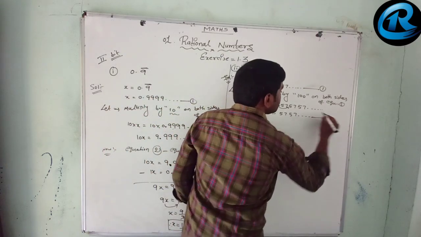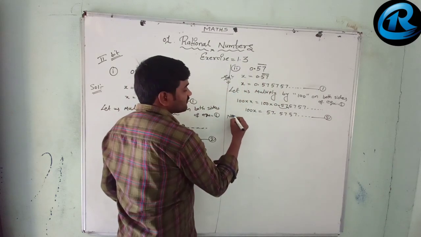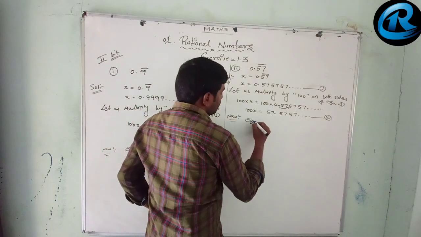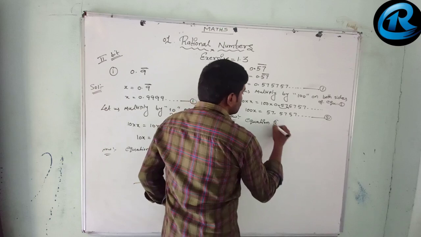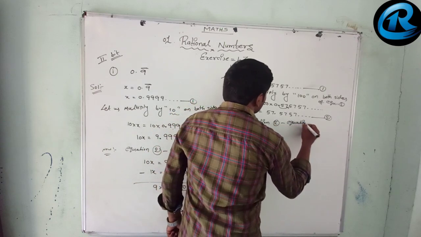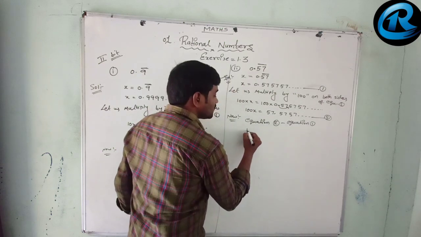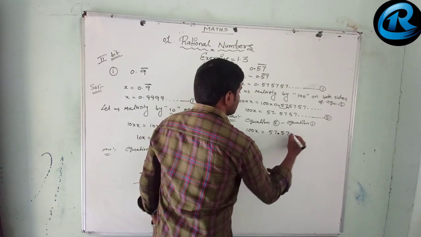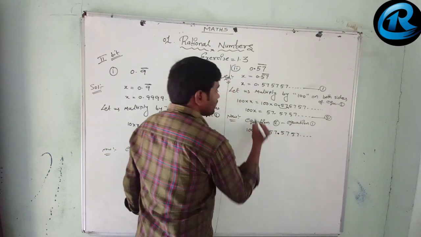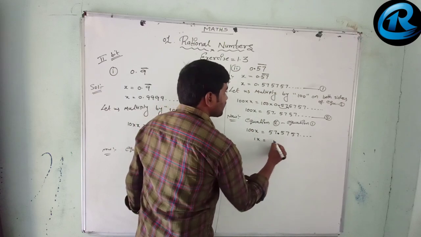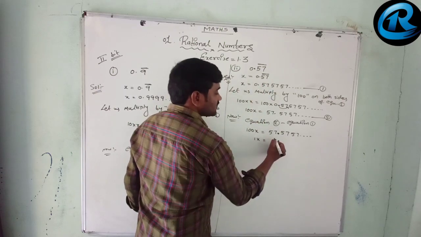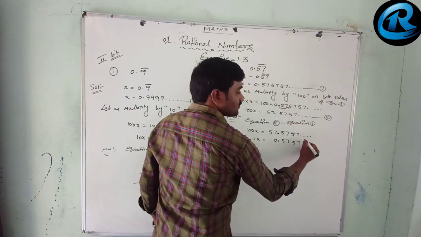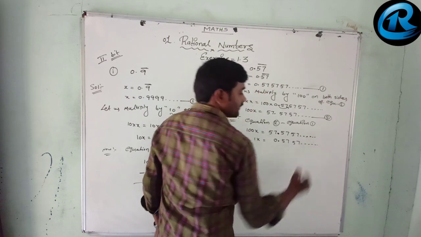Now this is equation number 2. What we have to do is very simple, as we have done here: equation number 2 minus equation number 1. Equation number 2 is 100x equal to 57.57 and so on. Equation number 1 is 1x equal to 0.57 and so on, here the point before that is 0. We don't need to write 57 again, because these are all dots, so we put dots here also.